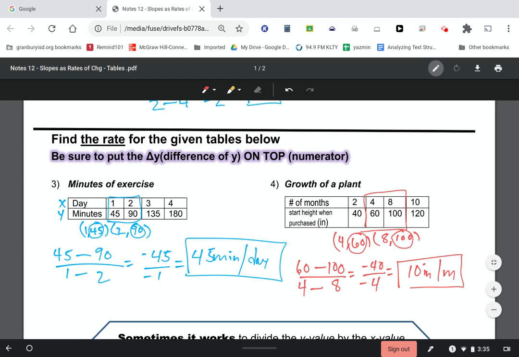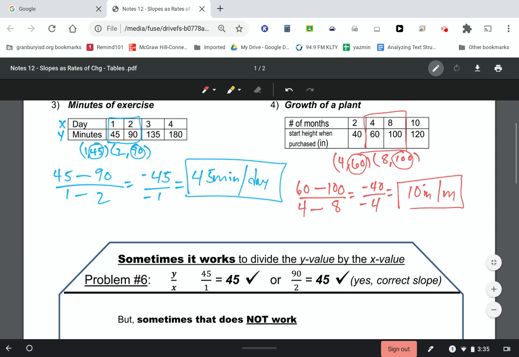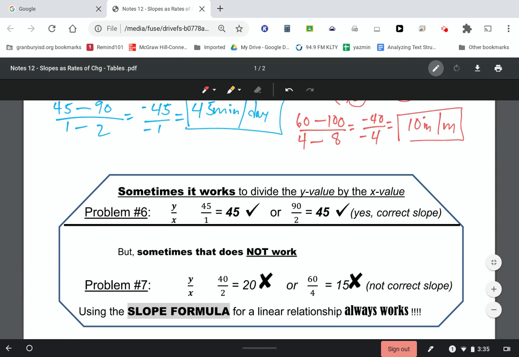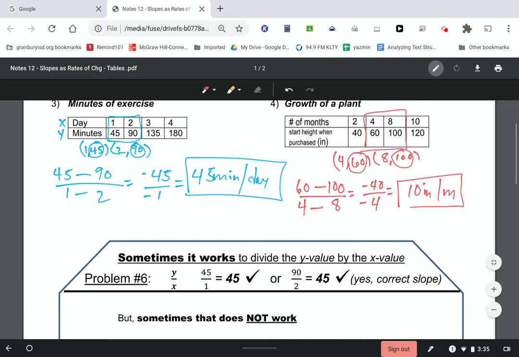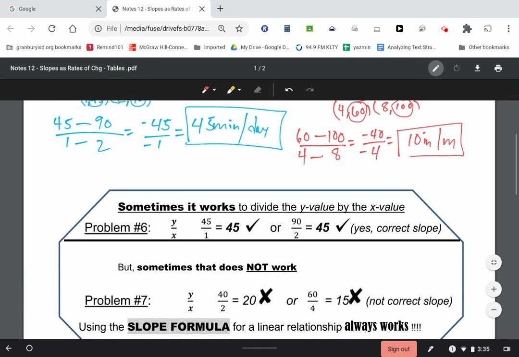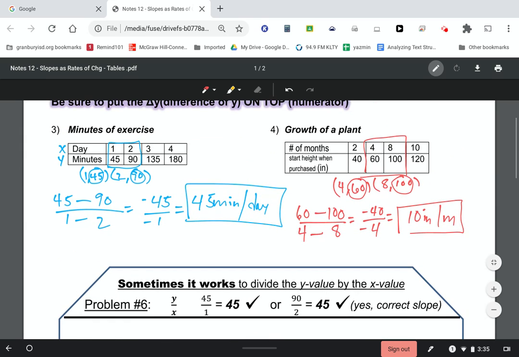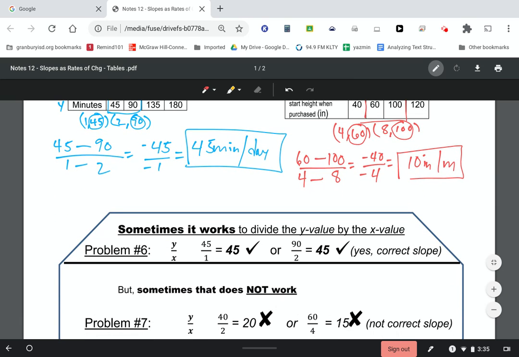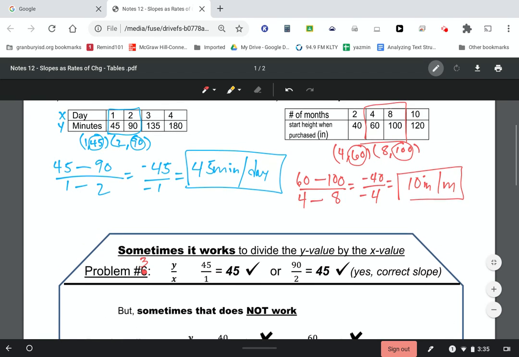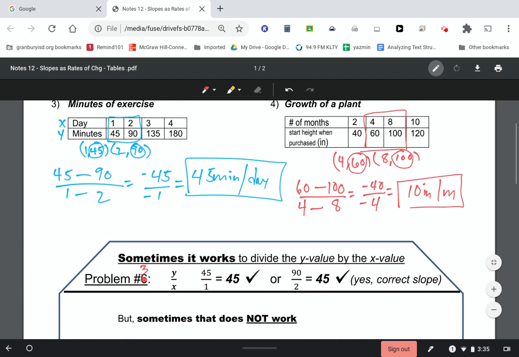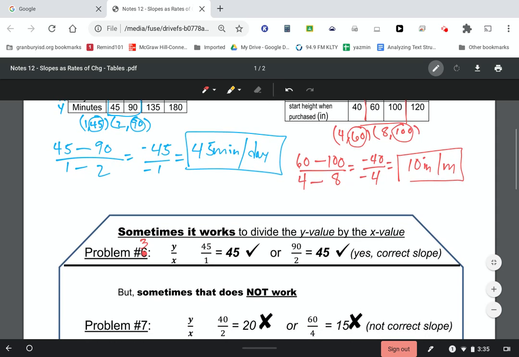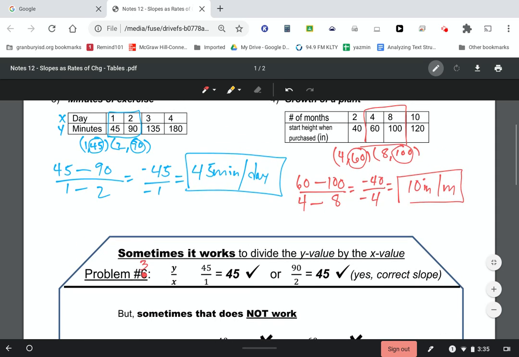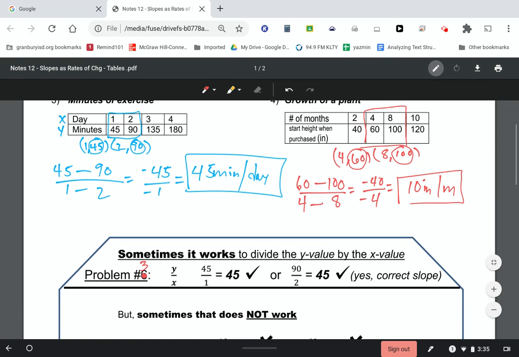Or per month, excuse me. All right, let's hop on down. It says sometimes it works to divide the y value by the x value. So problem number 6, this should actually be problem number 3, where you have y over x. If you take the 45, which is your y value, and divide it by your x value, you get 45. Or if you take 90 divided by 2, you get 45. So yes, this is the correct slope.